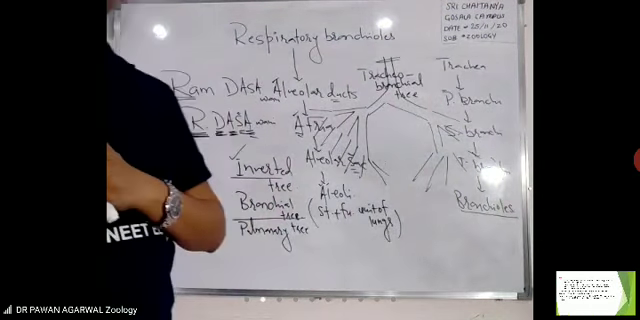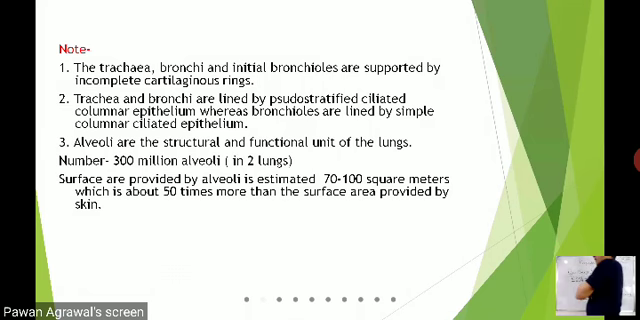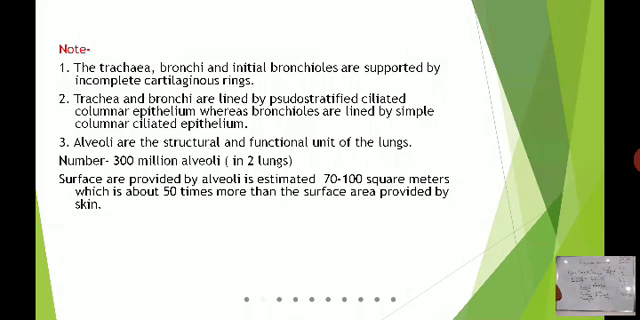See, the trachea and bronchi are lined by pseudo-stratified ciliated columnar epithelium, whereas the remaining bronchioles are lined by simple columnar ciliated epithelium. This is a very important point that you have to remember. So you have to remember this clear cut.